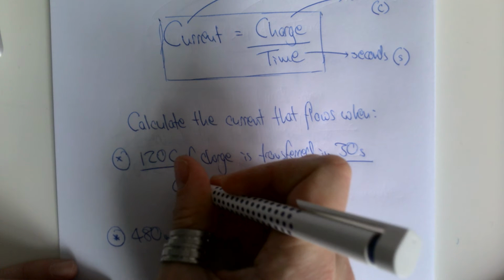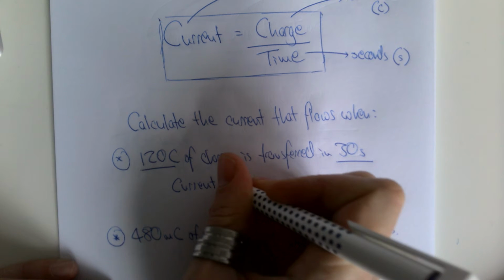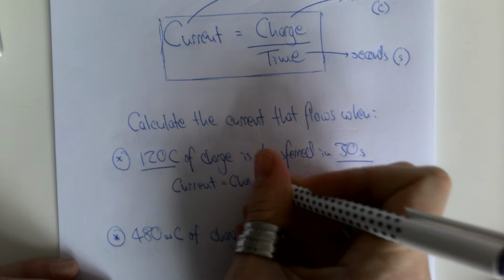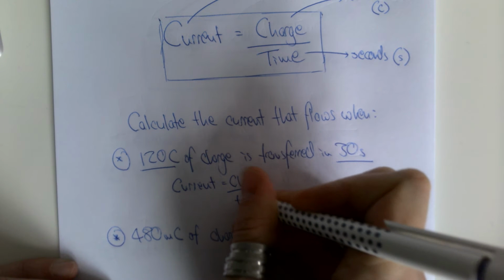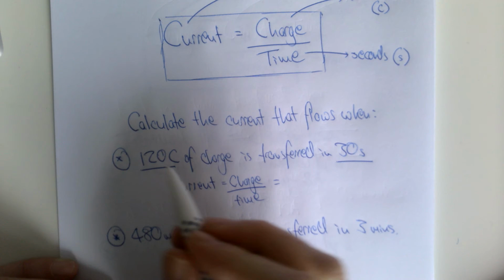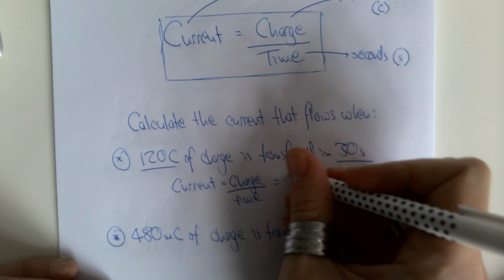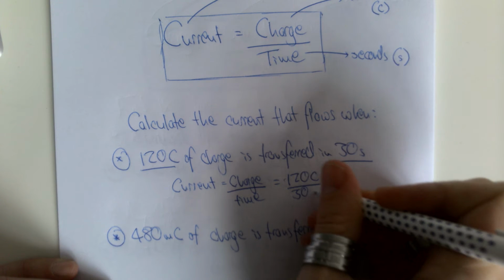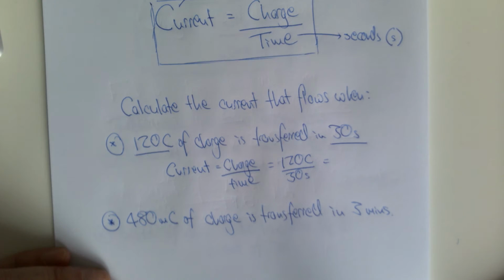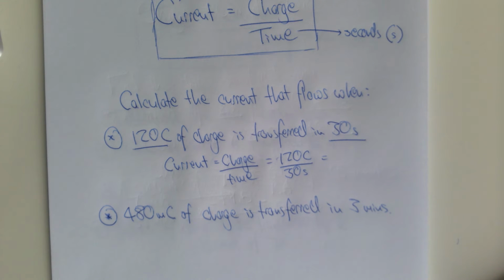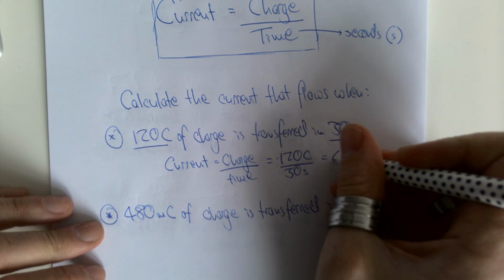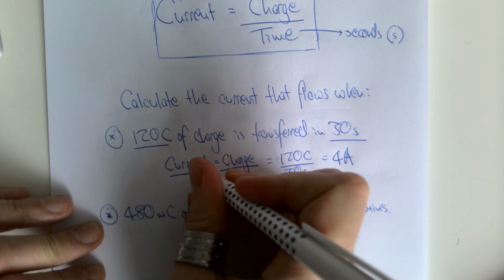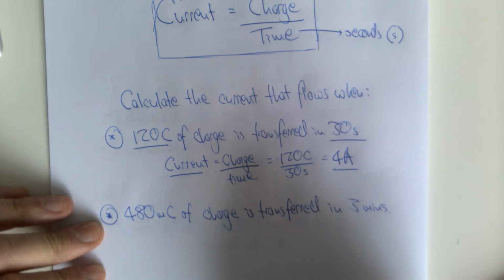So simply, we take our equation, current equals charge divided by time. Plug in our values, 120 coulombs of charge divided by 30 seconds of time. If you've got yourself a calculator and you put those together, we have 120 divided by 30. You come out with 4. Now, important to remember, because it's current, our unit of measure is amps.